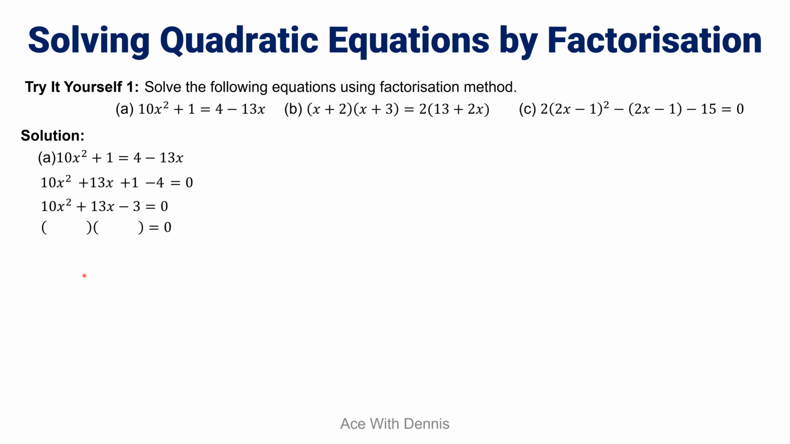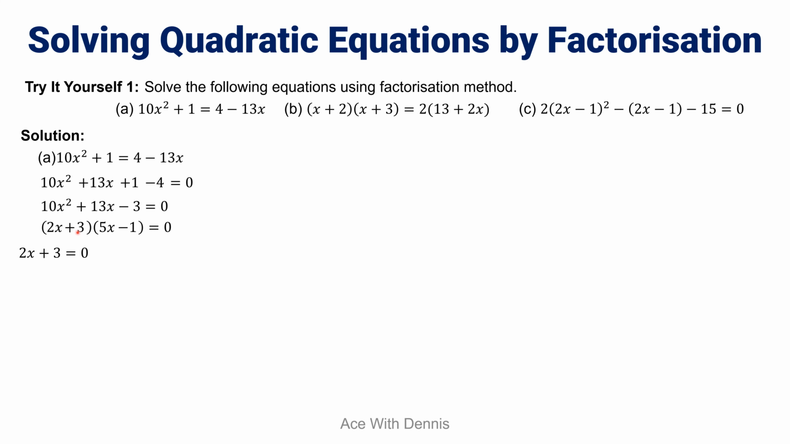Factorize using double bracket method. So it will be 2x times 5x, which is 10x squared. Then 3 times 1, we will get 3. And then positive and negative here. Okay, because like over here, 3 times 5, I'll get 15x. Then minus 2x, I'll get 13x.